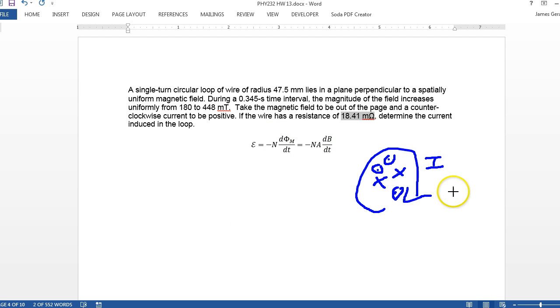And that current in this case is going to be clockwise, so it's going to be negative because we defined counterclockwise as positive. And that's it for this problem.